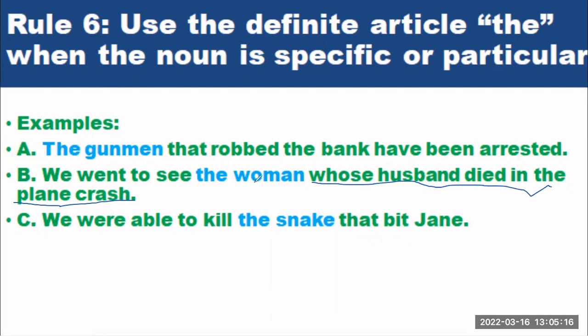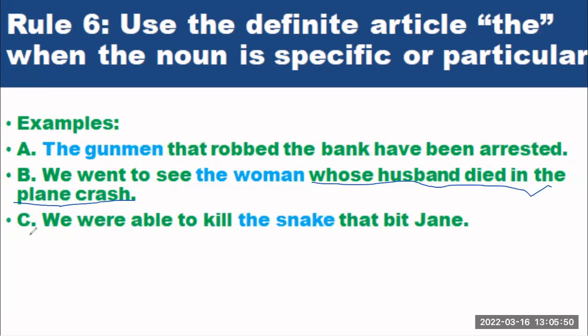We went to see the woman. And the question is, which woman? The woman whose husband died in the plane crash. So we are not just talking about any woman. We are talking about a particular woman, a specific woman, the woman whose husband died in the plane crash. So when you are talking about a noun that is known specifically by reason of a relative clause, then you use the definite article, all right?